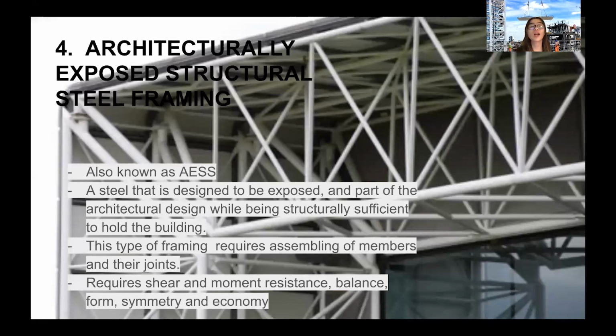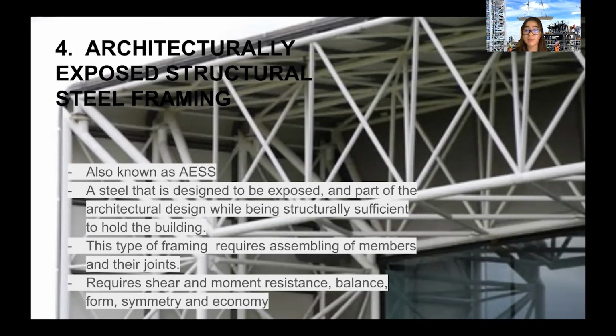Okay, so for number 4, architecturally exposed structural steel framing, also known as AESS. This is the type of steel that is designed to be exposed and part of the architectural design, but it should also be strong enough to hold the building. So these are the steel that you see in airports and in other huge architectural structures.